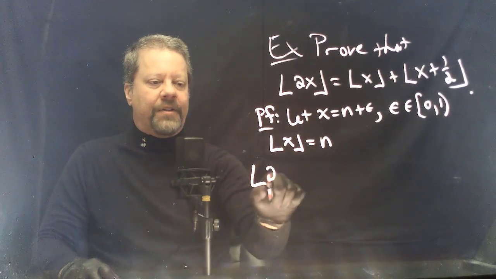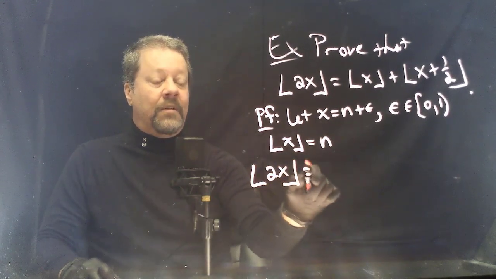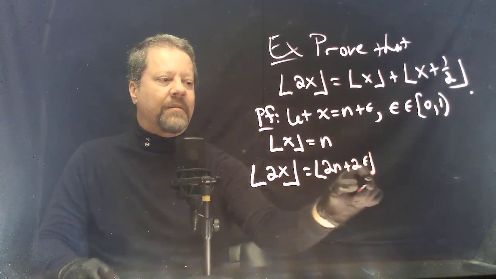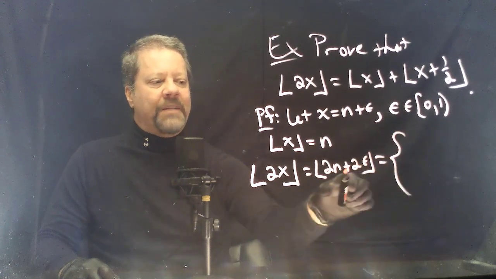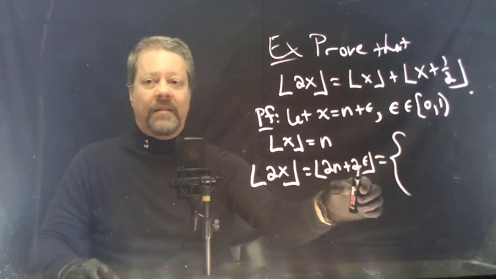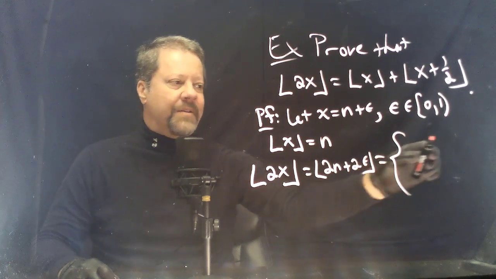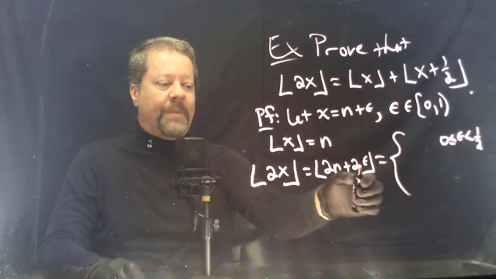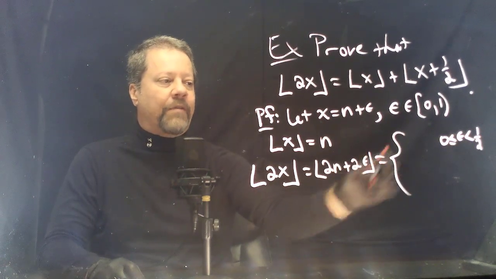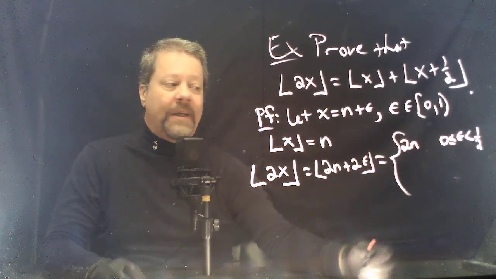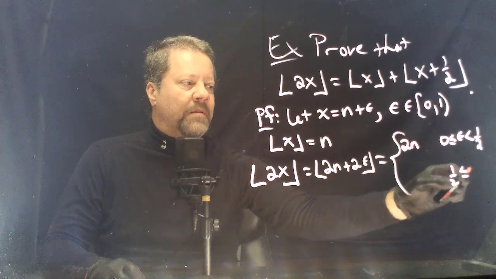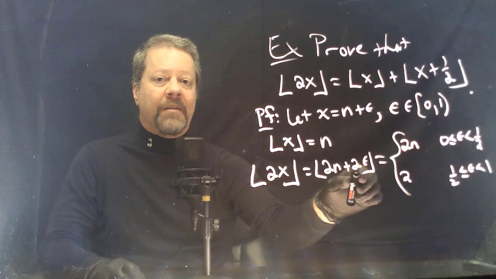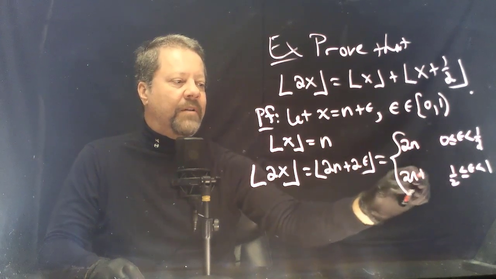Now let's look at the floor function of 2x. Well, twice x is going to be twice n plus 2 epsilon. And what it outputs will depend upon the value of epsilon. If epsilon is less than 1/2 but bigger than 0, then this part will be less than 1 and it will be ignored by the floor function, so we'll output 2n. But if we go bigger for this epsilon, then this becomes bigger than 1 and we end up with 2n plus 1.